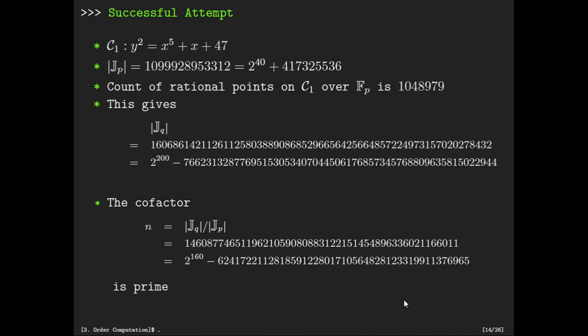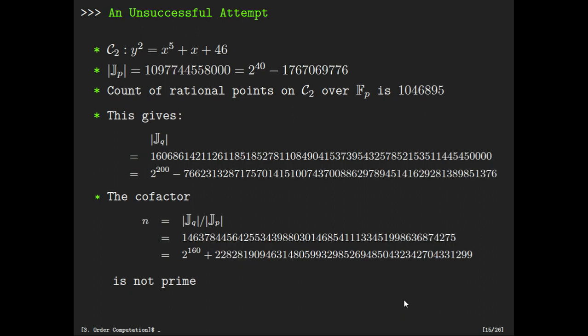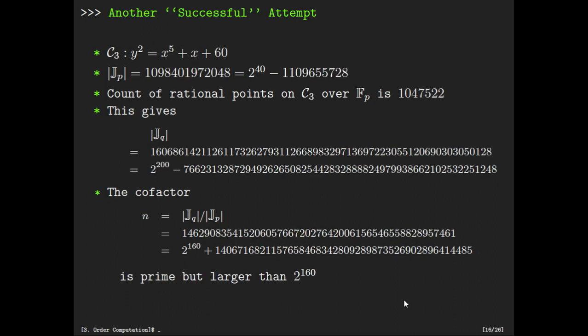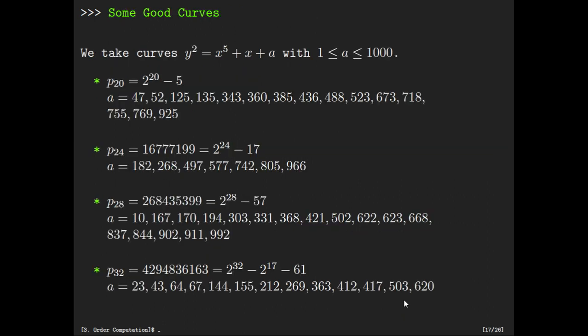That is, we generate a 160-bit prime number. This is a failure because the cofactor n is not a prime, and this is another so-called successful attempt, but we discard the curve because the number of bits of n is more than 160. We generate some good curves.